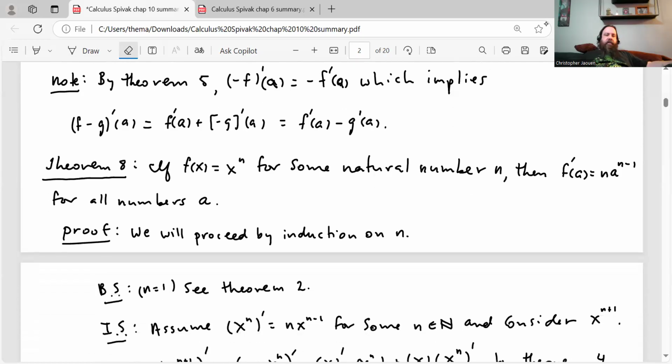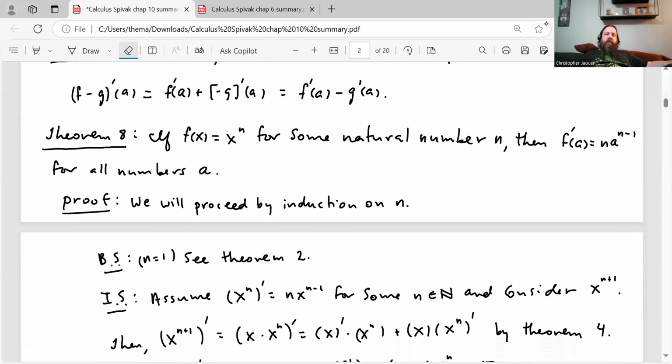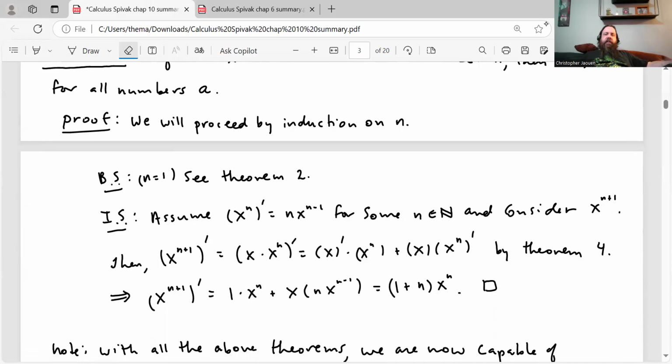All right, theorem 8 is the power rule. If f of x equals x to the n for some natural number n, then f prime of a equals n times a to the n minus 1 for all numbers a. We actually proved this in the last chapter, but we did it a different way than we're doing it here. So we'll proceed by inducting on n.